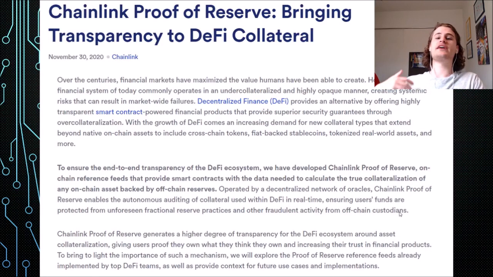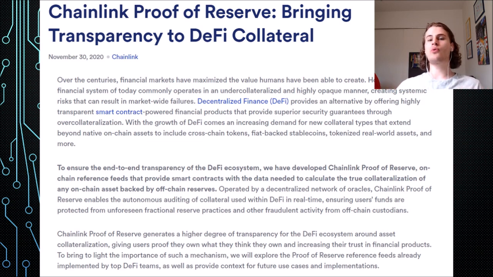Chainlink provides a suite of services to decentralized finance and centralized finance applications. Chainlink provides applications with data from the real world, it provides applications with verifiable randomness, it provides them with keepers, and proof of reserves is just one of these services that Chainlink can provide. Essentially, what proof of reserves is designed to do is make the decentralized finance ecosystem more transparent. It's designed to make it so that everybody can see the true collateralization of assets in the decentralized finance ecosystem.